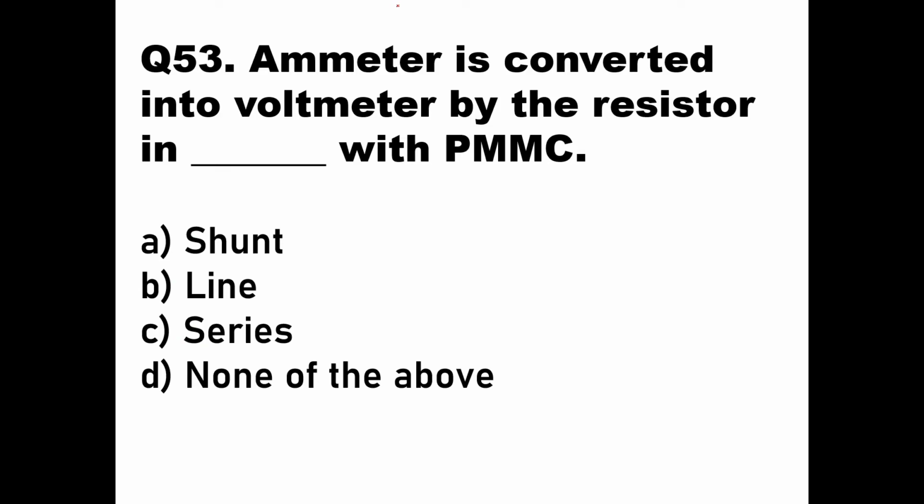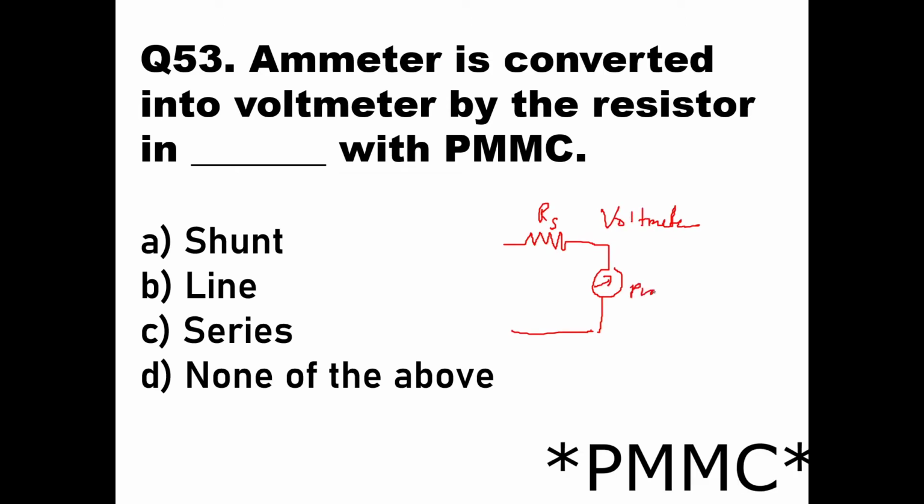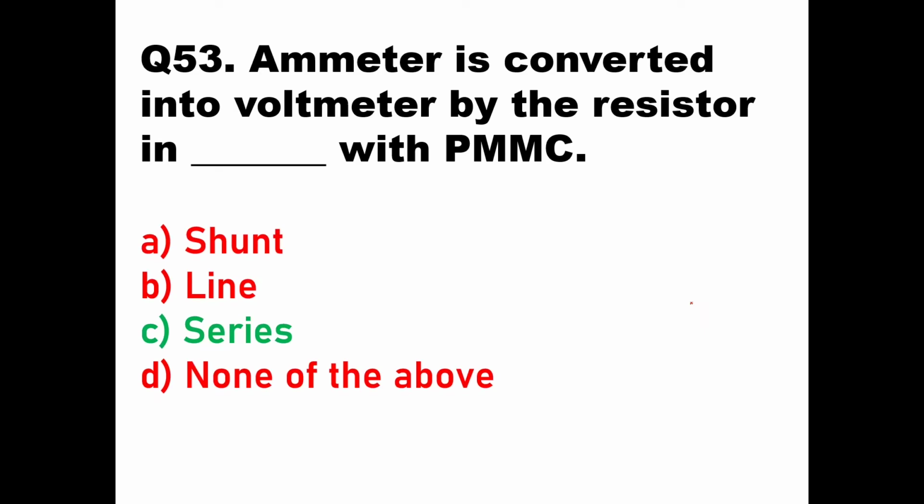An ammeter is converted into a voltmeter by a resistor in dash with PMMC. As we have seen in the PMMC concept, if you have a resistance in series with the d'Arsonval movement ammeter, then it will act as a voltmeter. So this is a series resistance and this is acting as a voltmeter. This is your meter. So the answer should be series over here. So C, series, is the answer. Then we'll go to the next question.